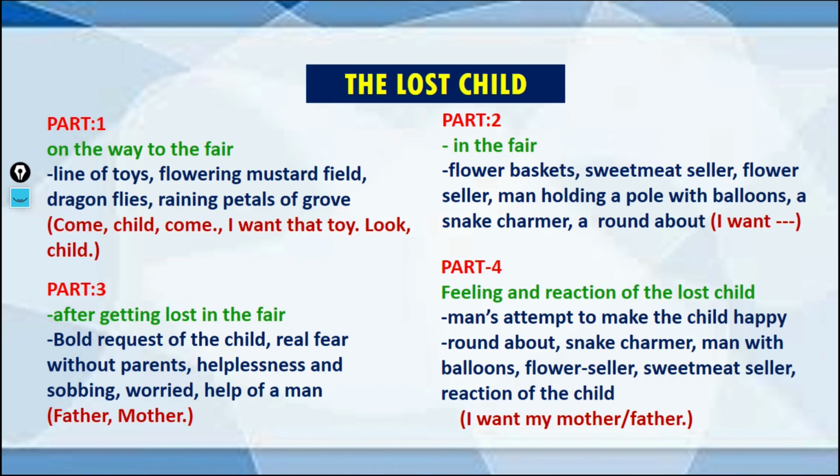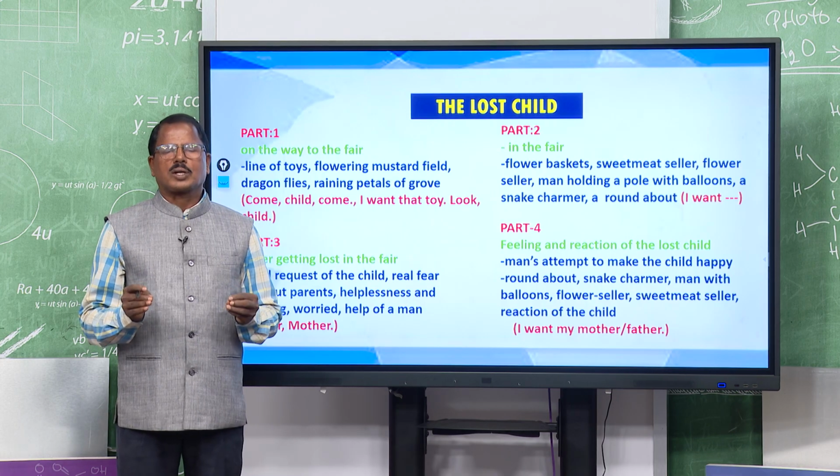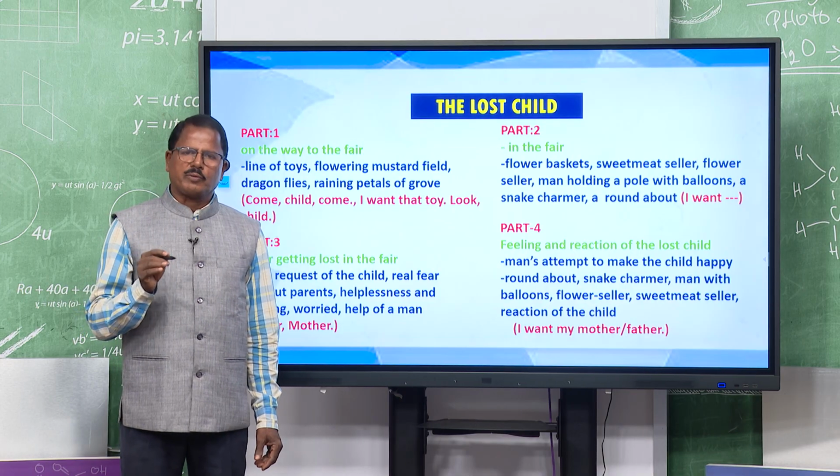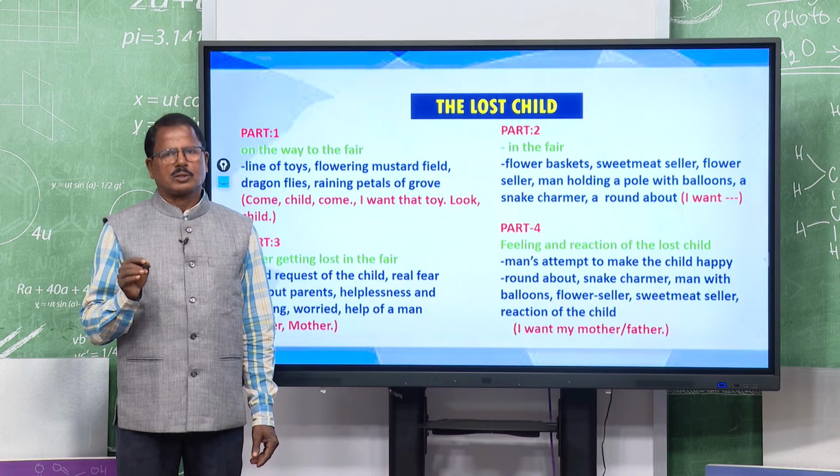And the third part, after getting lost in the fair, he was very strong, courageous, he wanted to shout and wanted to request his father to sit on the roundabout. And the end part, the feeling of the child, the man attempted to convince him, but the child refused, started crying and said, I want my mother and father. So my dear children, for a child, the parents are the most precious gift of God, and the parents should be very careful for their children. This is the theme of the story.